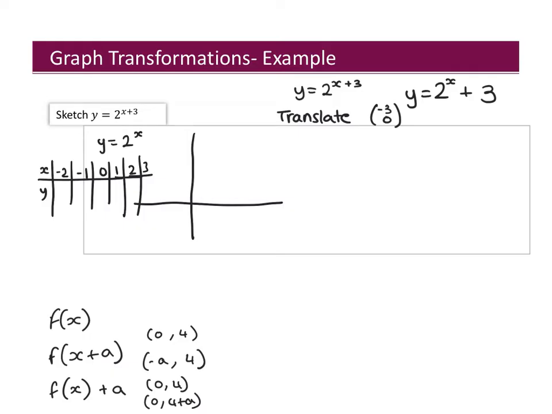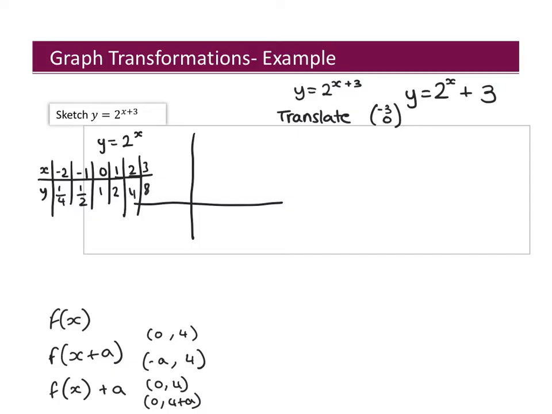Okay, 2 to the power of minus 2 is 1 over 4. 2 to the power of minus 1, 1 over 2. 2 to the power of 0, 1. 2 to the power of 1, 2. 2 to the power of 2, 4. 2 to the power of 3, 8.